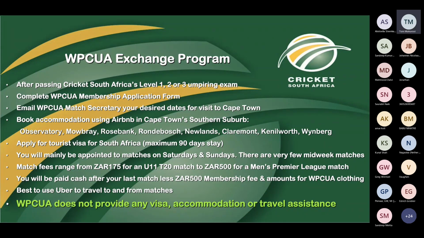Accommodation, you sort out yourself through Airbnb, and you also need to apply for the visa yourself. Please make special note of the bottom line of the slide. Western Province Cricket Umpires Association does not provide any visa, accommodation, or travel assistance. It is not a paid holiday.